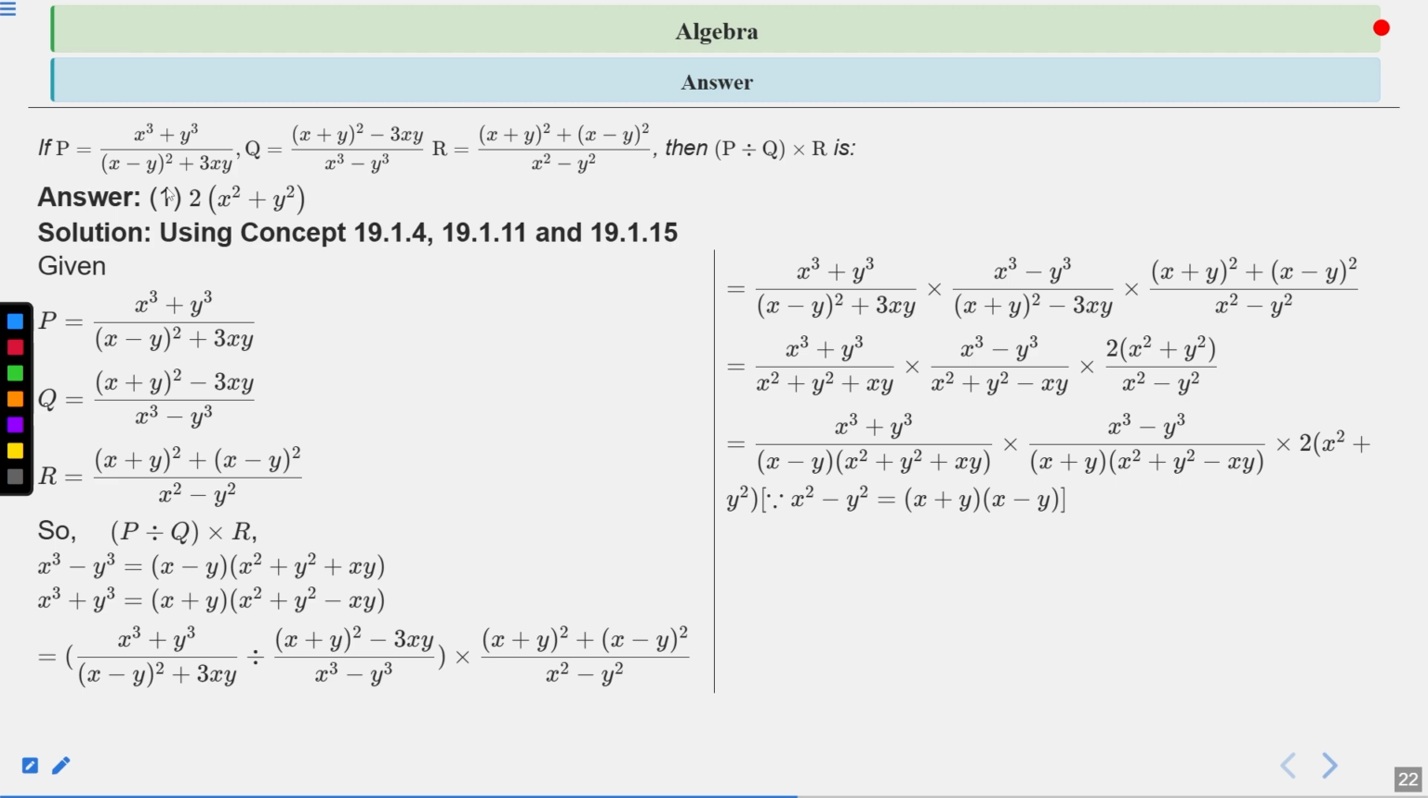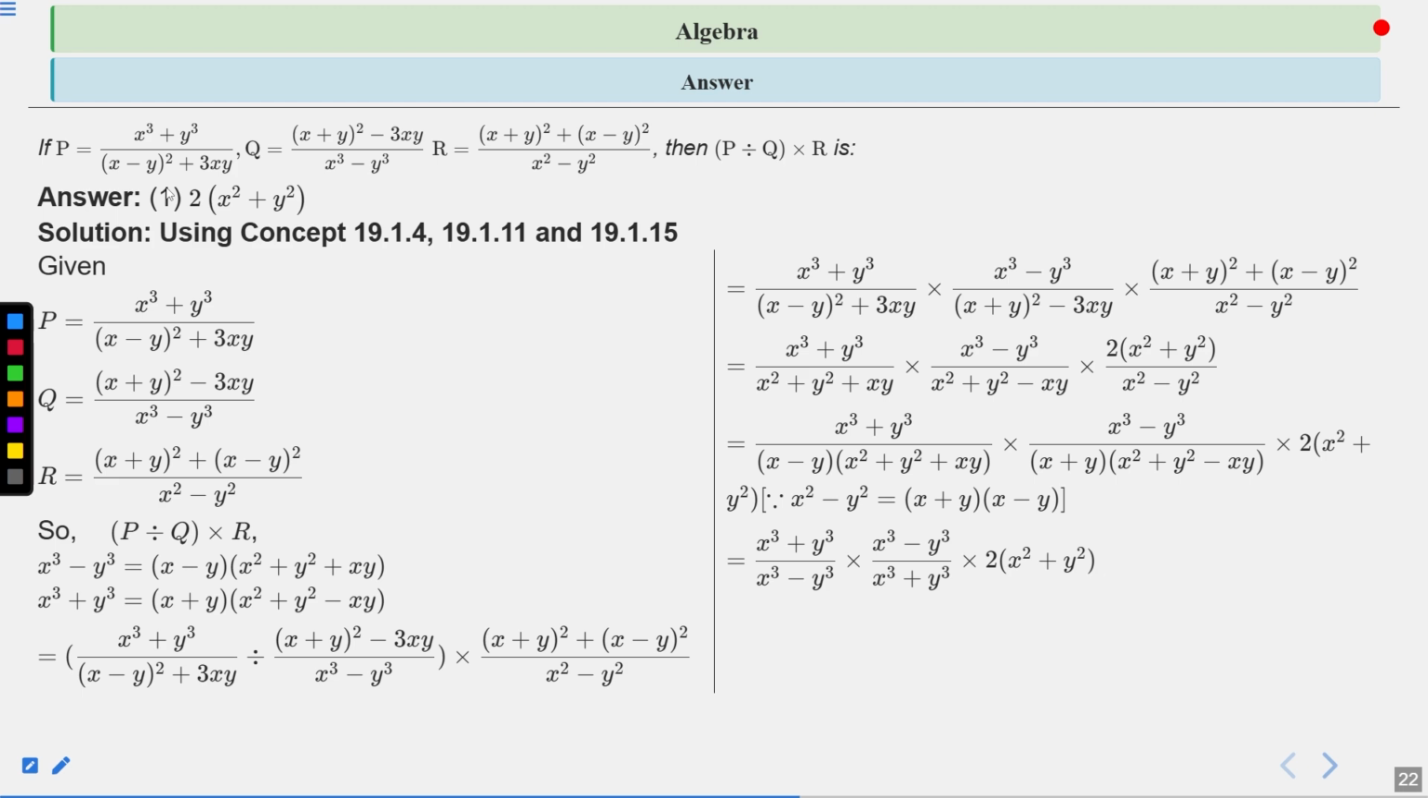So when we simplify it, we get the value (x³ + y³) upon, in the bracket (x − y), in another bracket (x² + y² + xy). In the same way, multiplying with (x − y), (x³ − y³) upon (x + y), in another bracket (x² + y² − xy). The whole is also multiplied with 2 into (x² + y²), because we know that the value of x² − y² is (x + y) into (x − y).